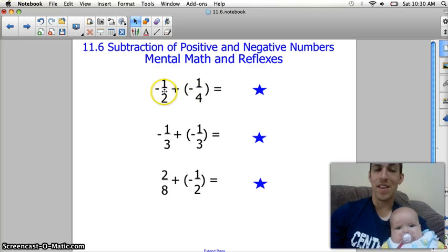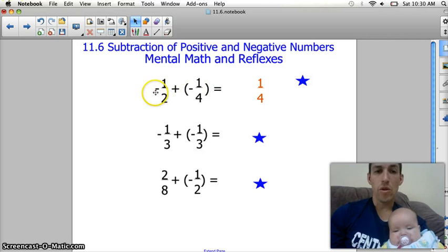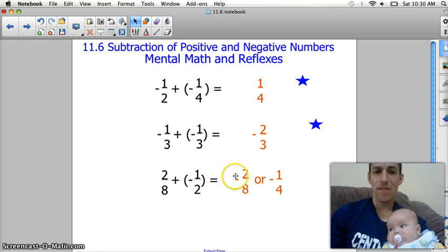1/2 is the same as 2/4. So if you have 2/4 plus 1/4, you have 3. Oh, wait. That is not the right answer right here, guys. That should be negative 3/4, because this would be negative 2/4 plus a 1/4 would be 3/4. That is wrong. What about this one? It should be negative 2/3. And this one, let's turn this into 8. It'd be 4/8. What is negative 4/8 plus 2/8? It'd be 2/8. And if you simplify it, it'd be there.